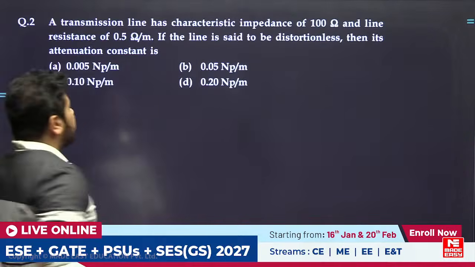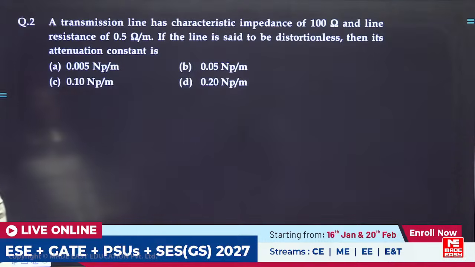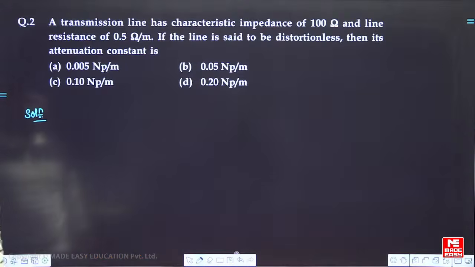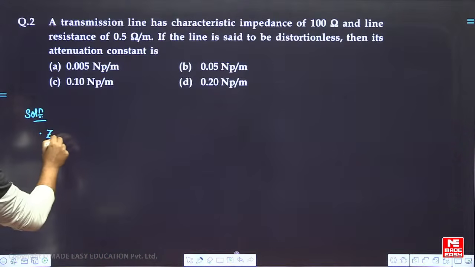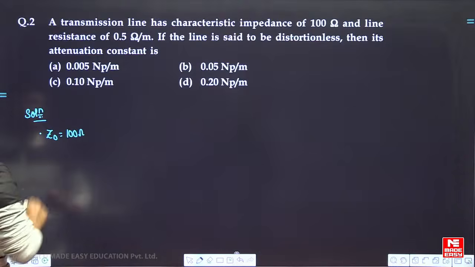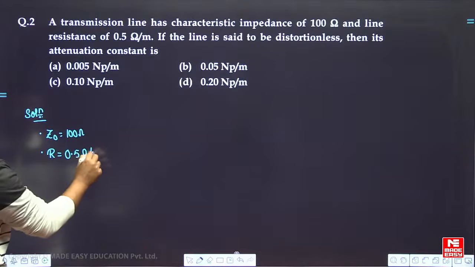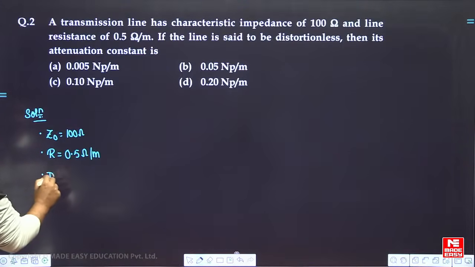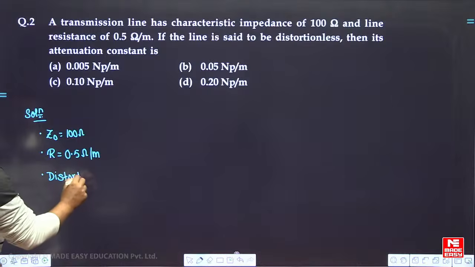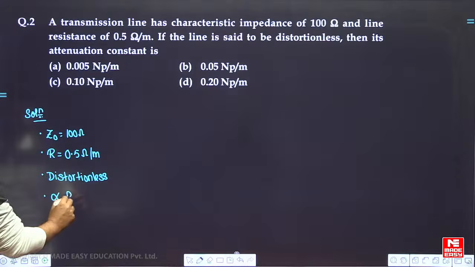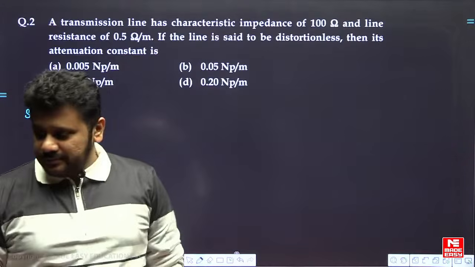Question number 2. A transmission line has a characteristic impedance of 100 ohm and line resistance of 0.5 ohm per meter. If the line is said to be distortionless, then its attenuation constant is what? Right. So how are you going to solve it? In this case, the characteristic impedance is 100 ohm, that means Z0 is 100 ohm. And the line resistance, that means R, is given as 0.5 ohm per meter. The line is distortionless. Then they are asking what is the value of alpha. Correct? Okay.